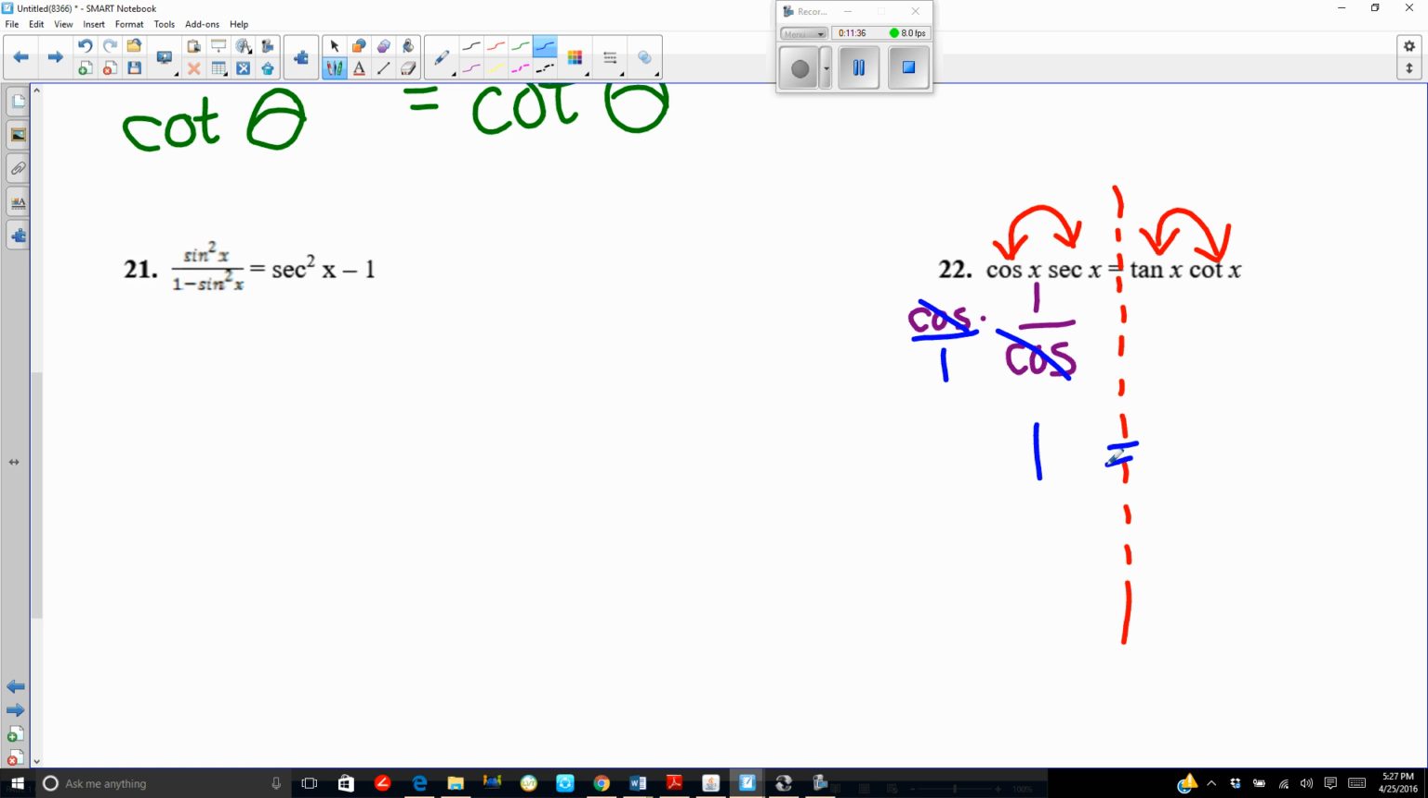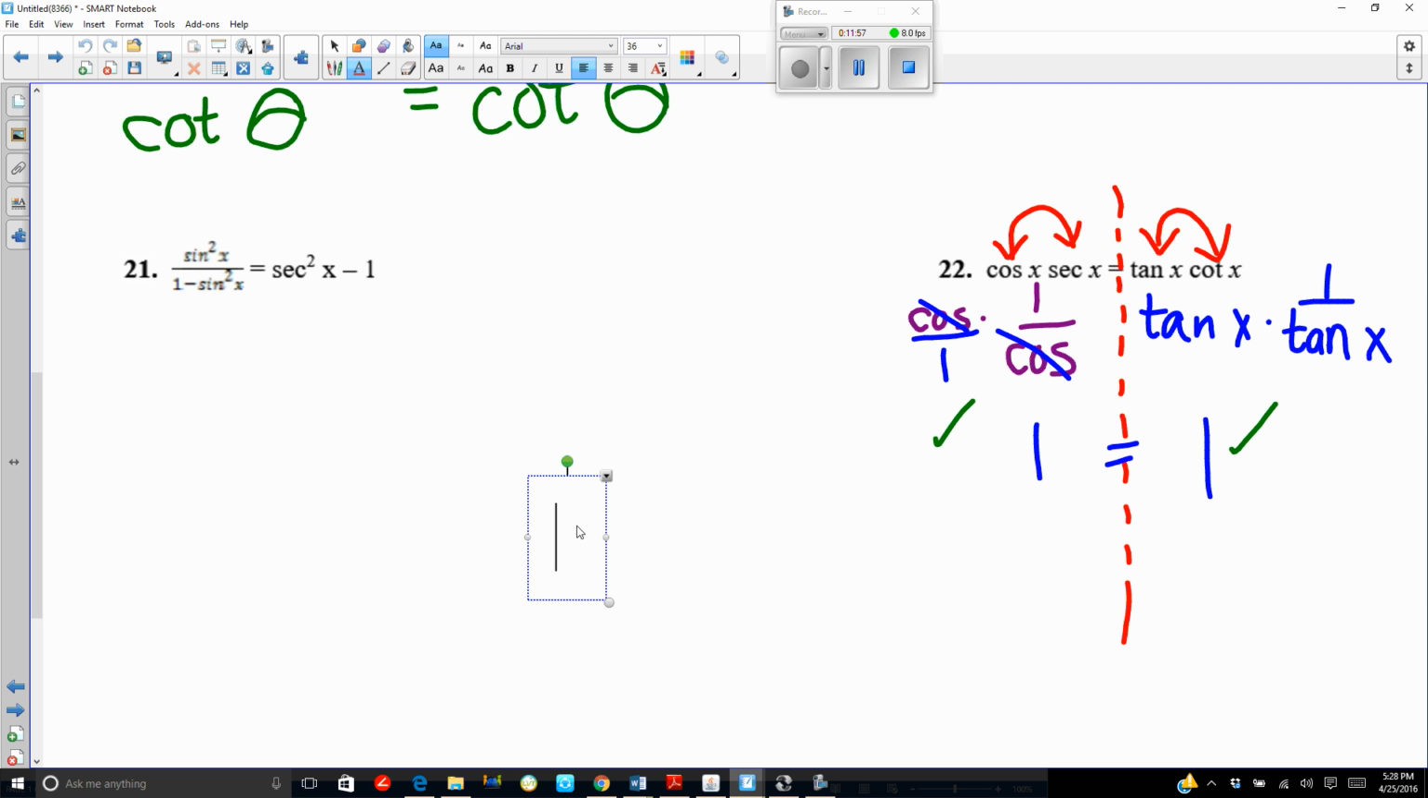You can do the same thing on the other side. Tangent x times 1 divided by the tangent of x. Again, those are reciprocals. They're going to cancel and leave us with 1. So here's an example where we affected the left side and the right side. If you can find a way to do number 22 by just affecting one side or the other, that'll be the third extra credit opportunity.